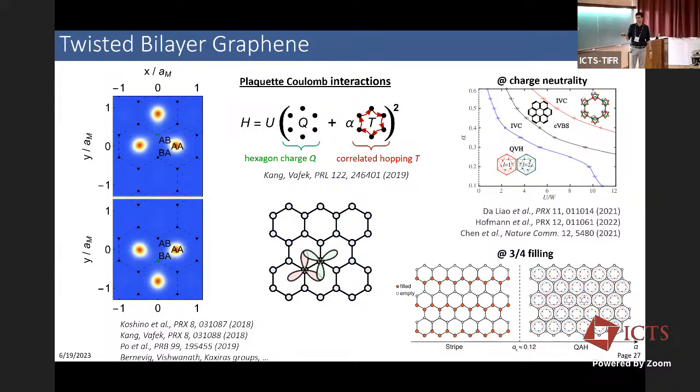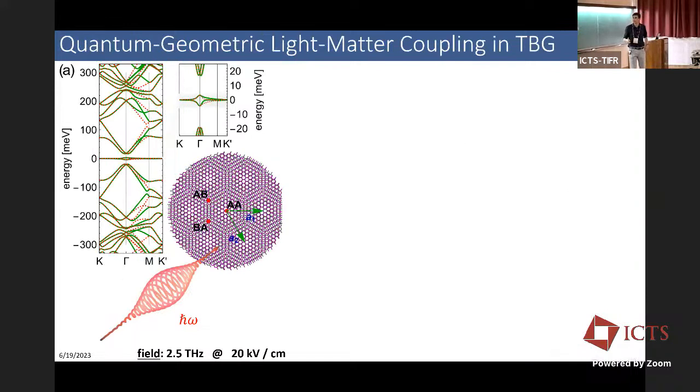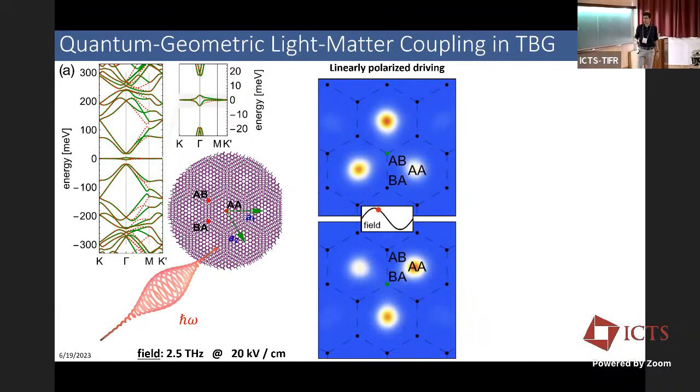The 3/4 state is better understood and is in terms of an experimentally observed quantum anomalous Hall state that can be understood to arise from predominantly correlated hopping interactions. Now, without further ado, what happens to these Wannier functions under driving?